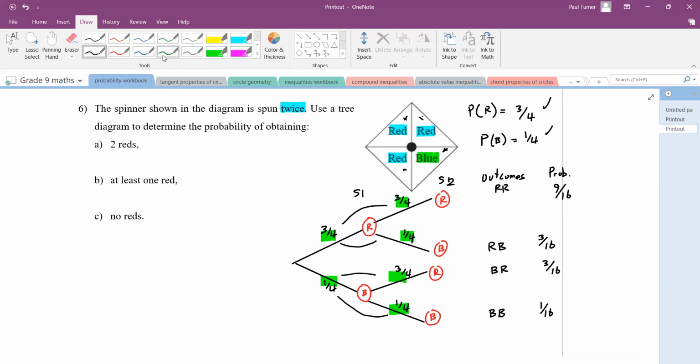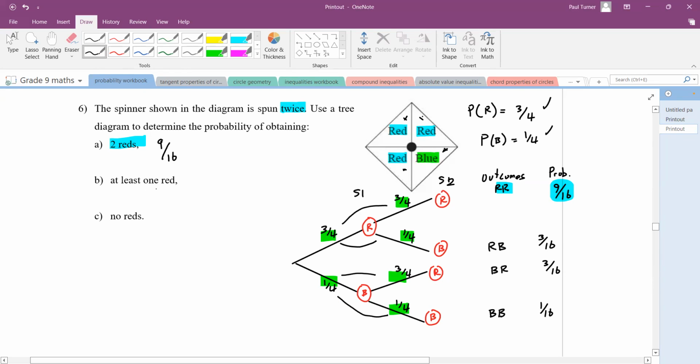So the first question is 2 reds. What's the chance of getting 2 reds? So we look at our diagram and 2 reds is here. And the probability of 2 reds is 9/16. So that's your answer for that one.